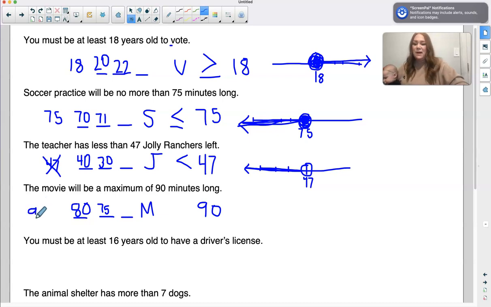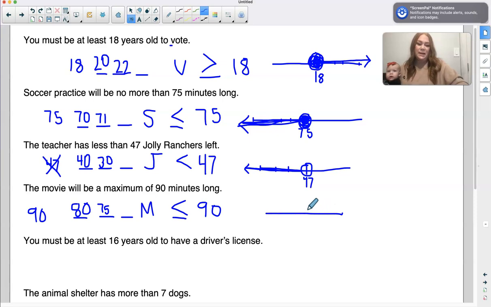So now we need to ask ourselves if we could go to a movie that's exactly 90 minutes long, right? The maximum, the most it can be is 90. So is 90 more than 90? No. So we could go to a movie that's exactly 90 minutes long. But as soon as it's 91, that's too big and we can't go to that. We don't have time for that. So it could equal it, and these are all less than or equal to.